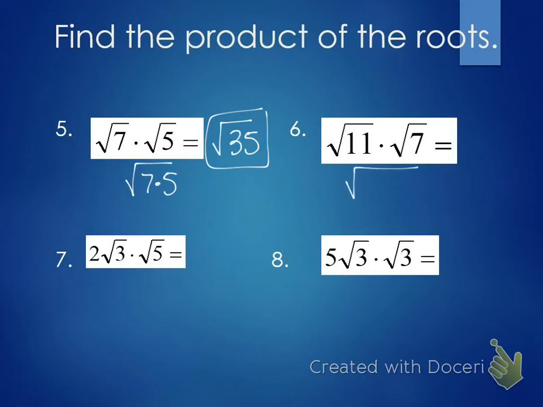Same thing on the next one. When we multiply 11 and 7, we would get the square root of 77. Again, 11 and 7 were both prime. There's nothing to simplify. Yes, ma'am.